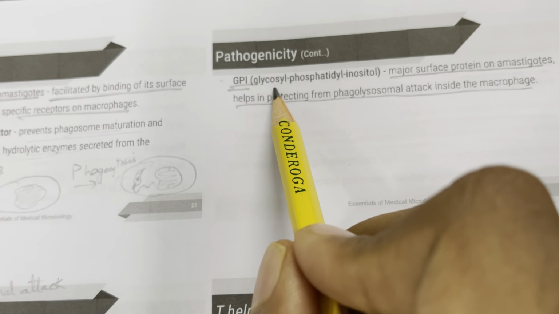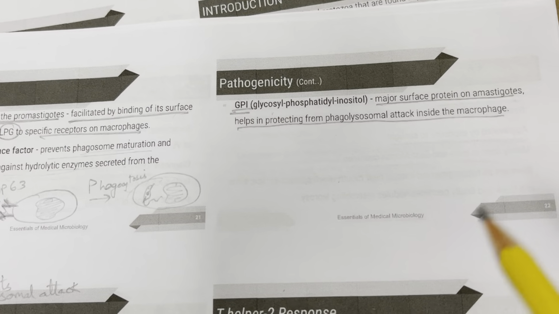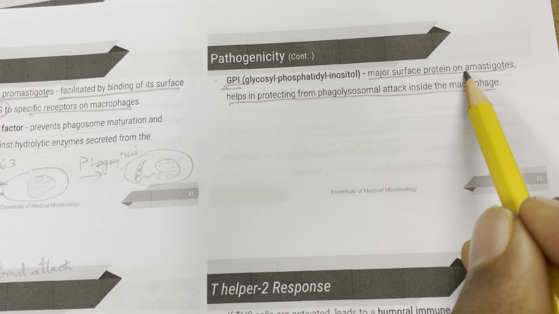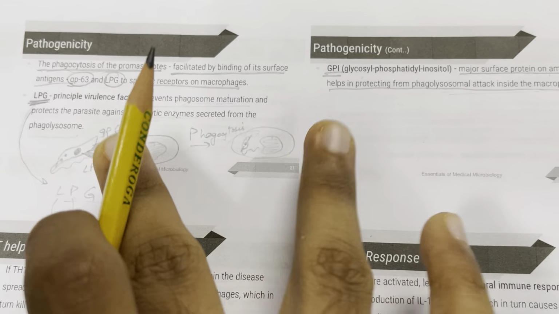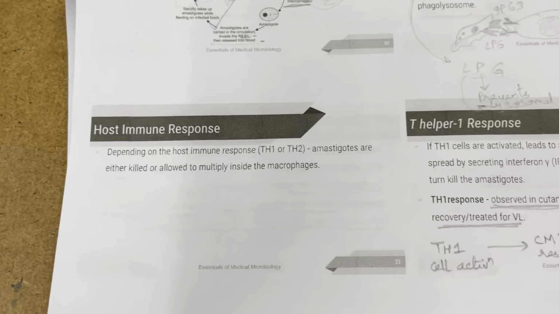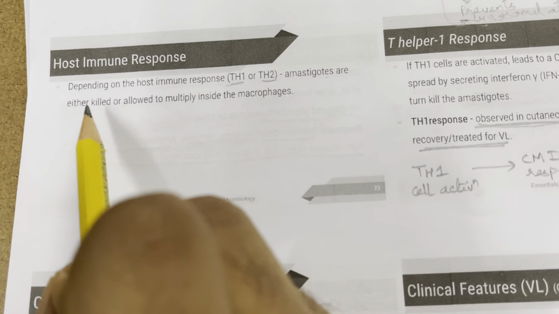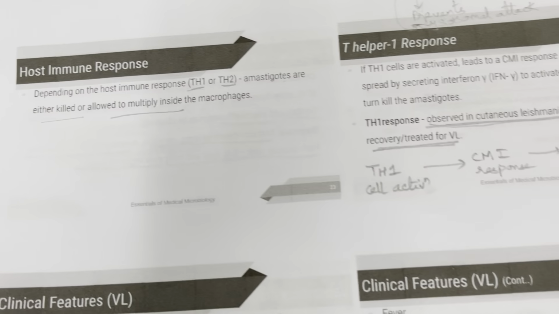Okay. And in pathogenicity, you have GPI, glycosyl phosphatidylinositol. It is a major surface protein on amastigotes, helps in protecting from phagolysosomal attack inside the macrophage. So both of these prevent lysosomal attack of the macrophage. Then host immune response. Depending on the host's immune response, Th1 or T helper 2, amastigotes are either killed or allowed to multiply inside the macrophages.